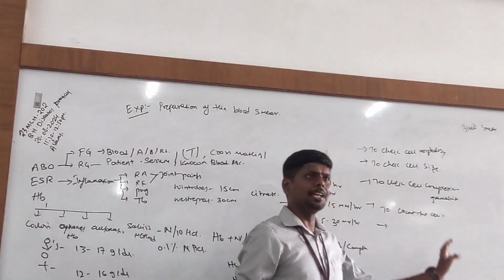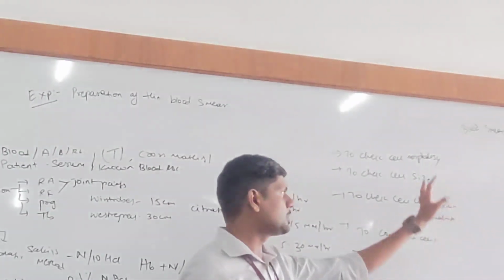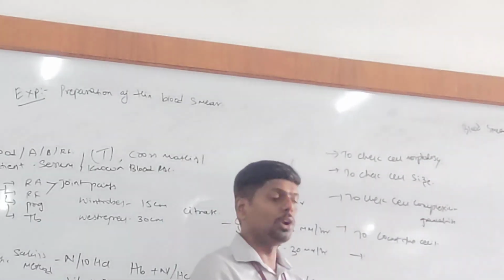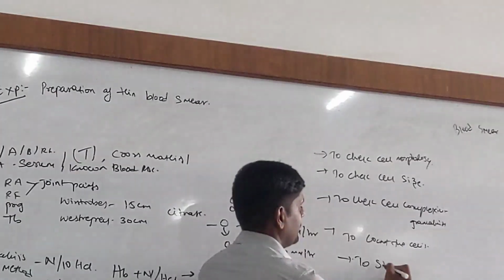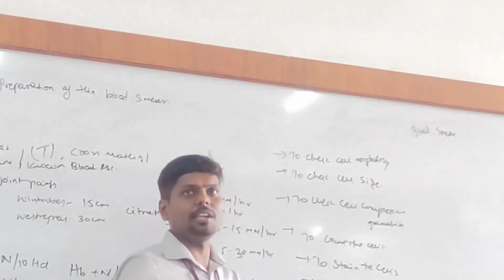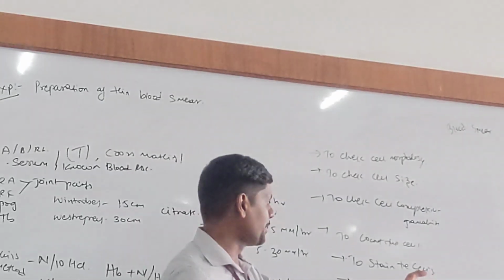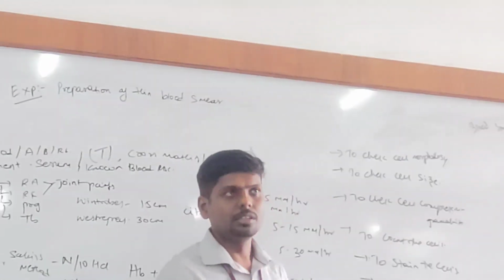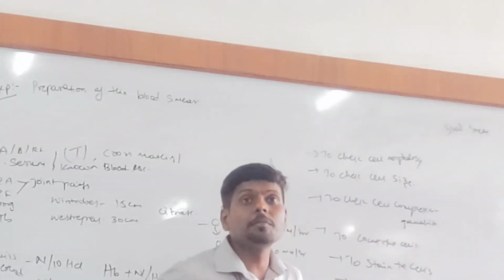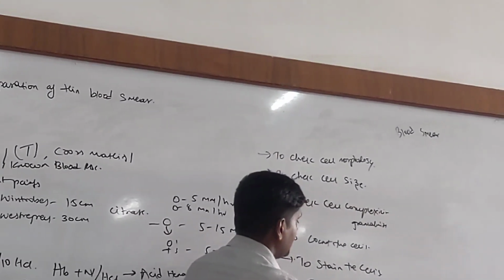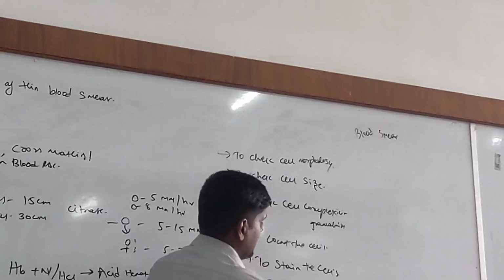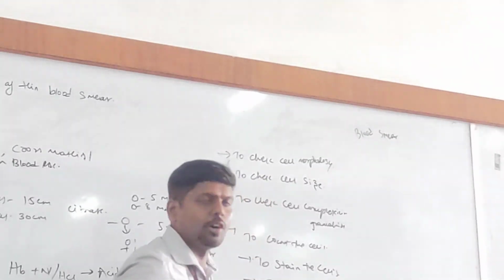Any other purpose you can add here? Purpose of making a thin smear or blood smear. If you go further, to stain the cells. You cannot stain with blood, right? So you need to make a smear. So to stain the cells, and another one, to check blood parasites, to check the presence of blood parasites.